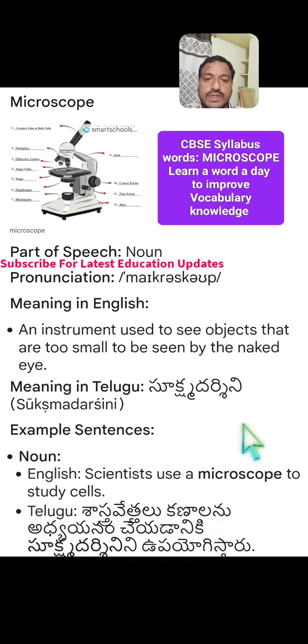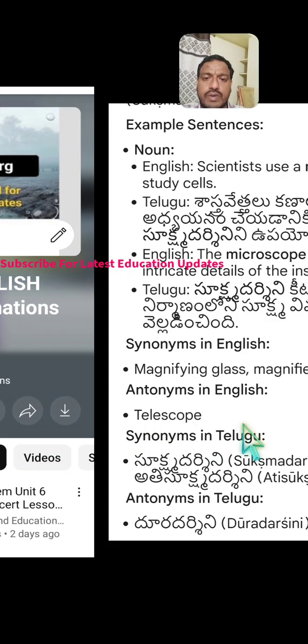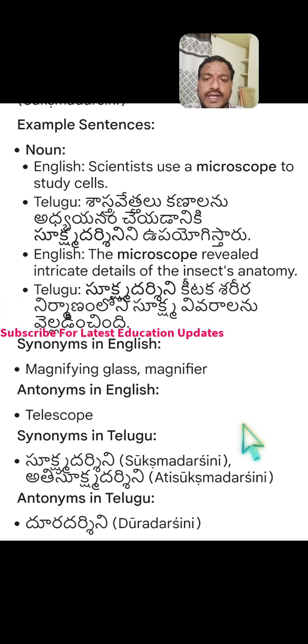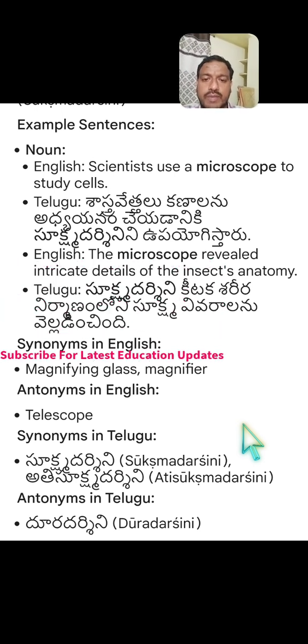So dear viewers, like this, every day there will be a word with its explanation with the help of the image. Now let us see another example sentence here. The microscope revealed intricate details of the insect's anatomy.